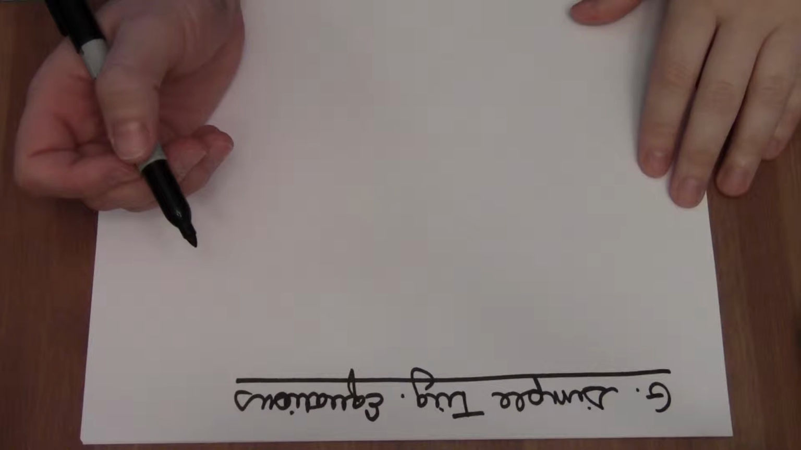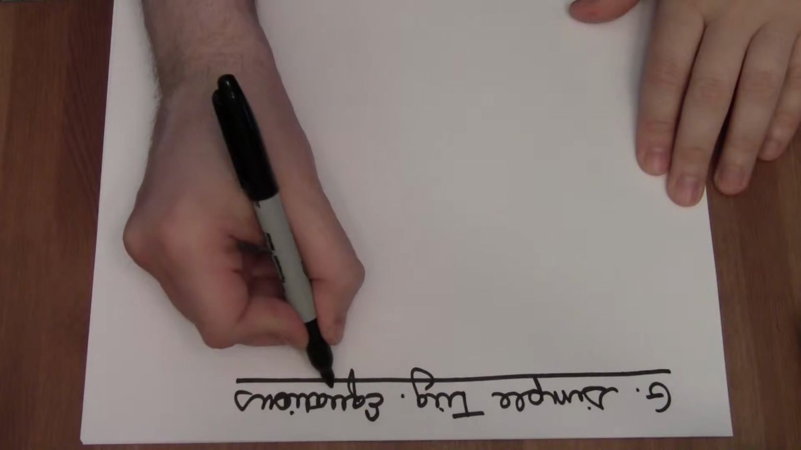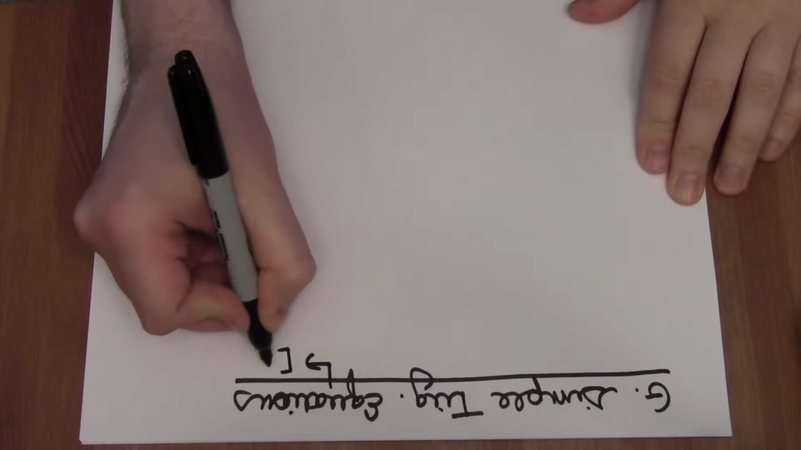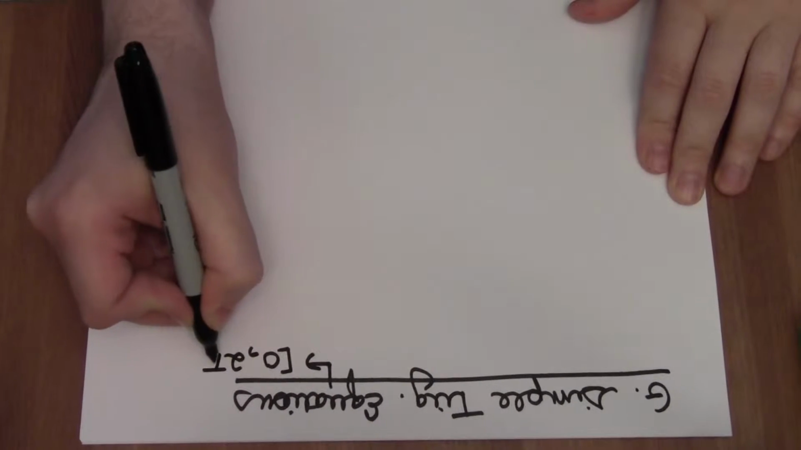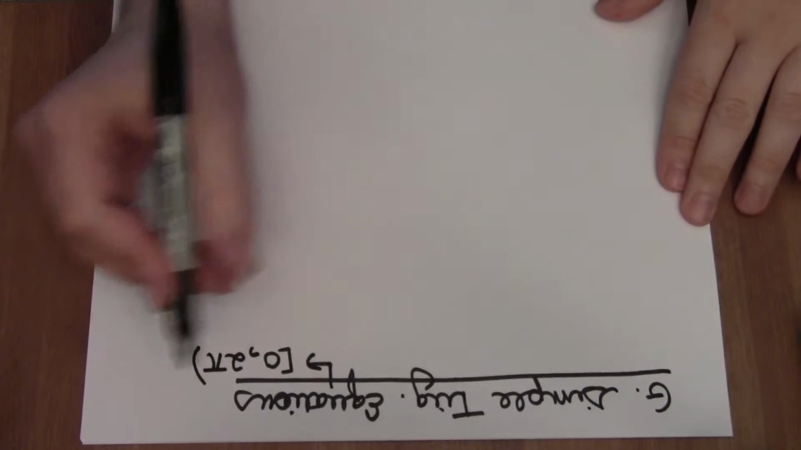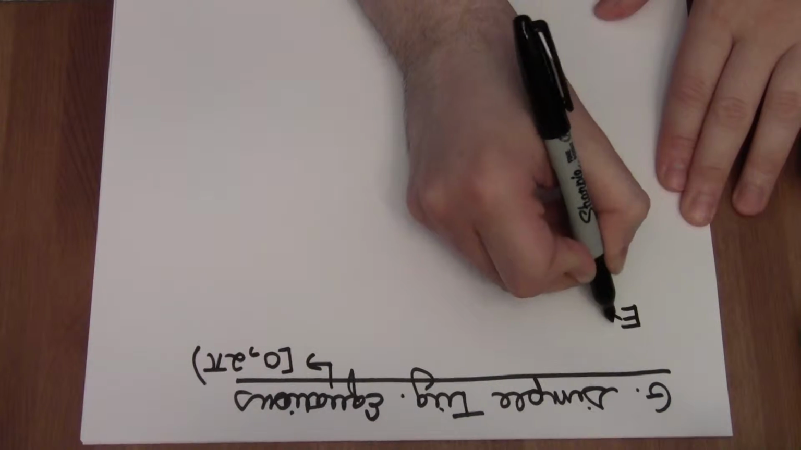Part G, simple trig equations. We're going to be dealing with all of these equations over the interval from 0 to 2 pi, and again, the unit circle is going to make these very easy for us to solve.